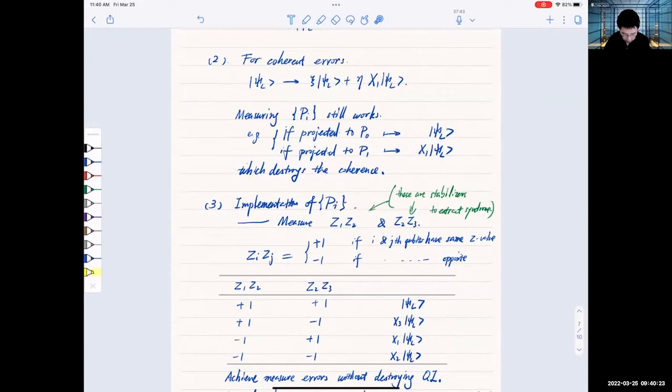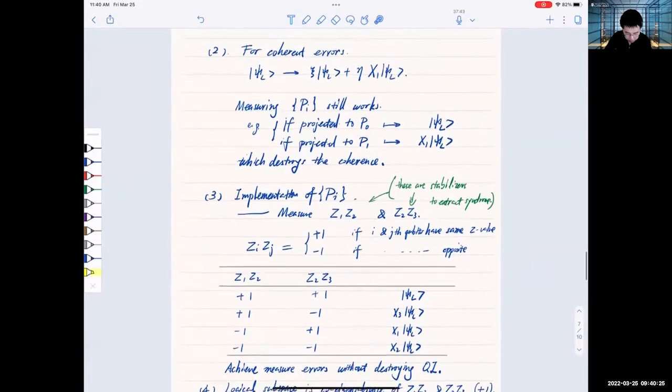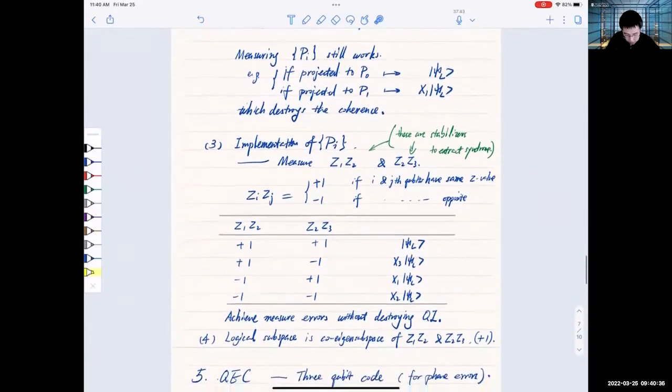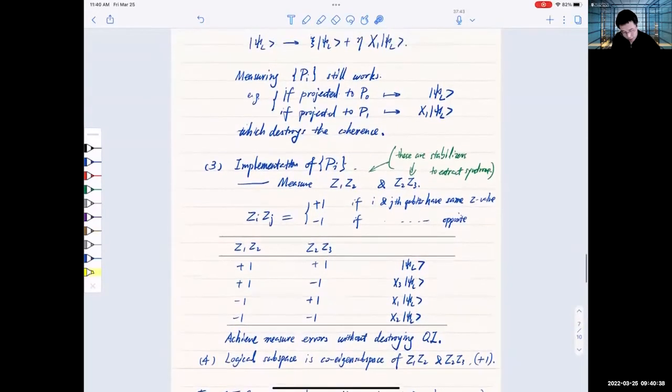Okay, so that achieves syndrome extraction without destroying the encoded quantum information. Or, put another way, our logical space is a co-eigen subspace of these operators Z1 Z2 and Z2 Z3 with eigenvalue +1, as shown here.